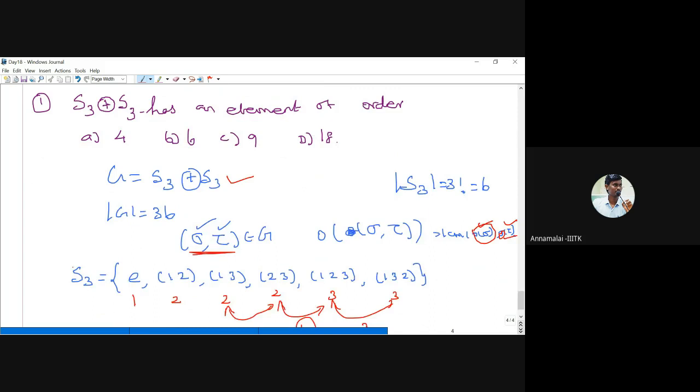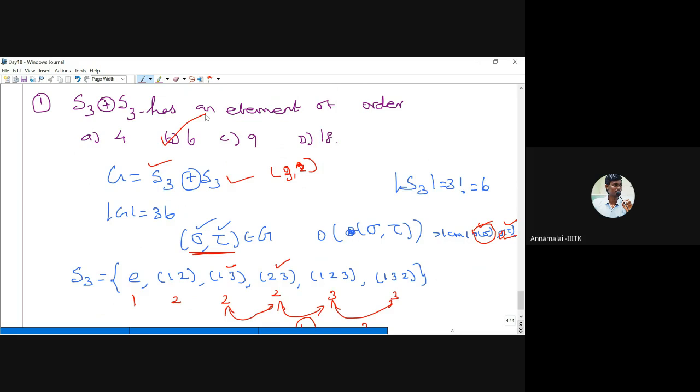In the first group, I take the element, either 2, 3 or 1, 2, or 1, 3. Anyway, the first permutation should be an element of order 2, and the second I can take of order 3. Or first you can take order 3 or order 2. Anyway, the maximum order is 6. So therefore, this group S3 direct sum S3 has an element of order 6.